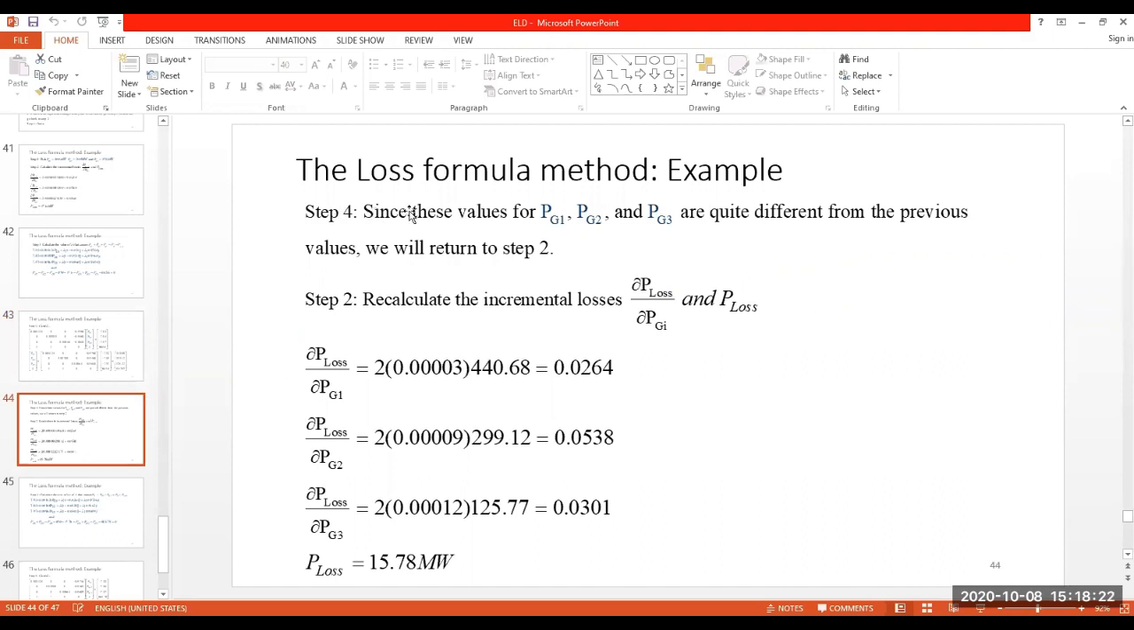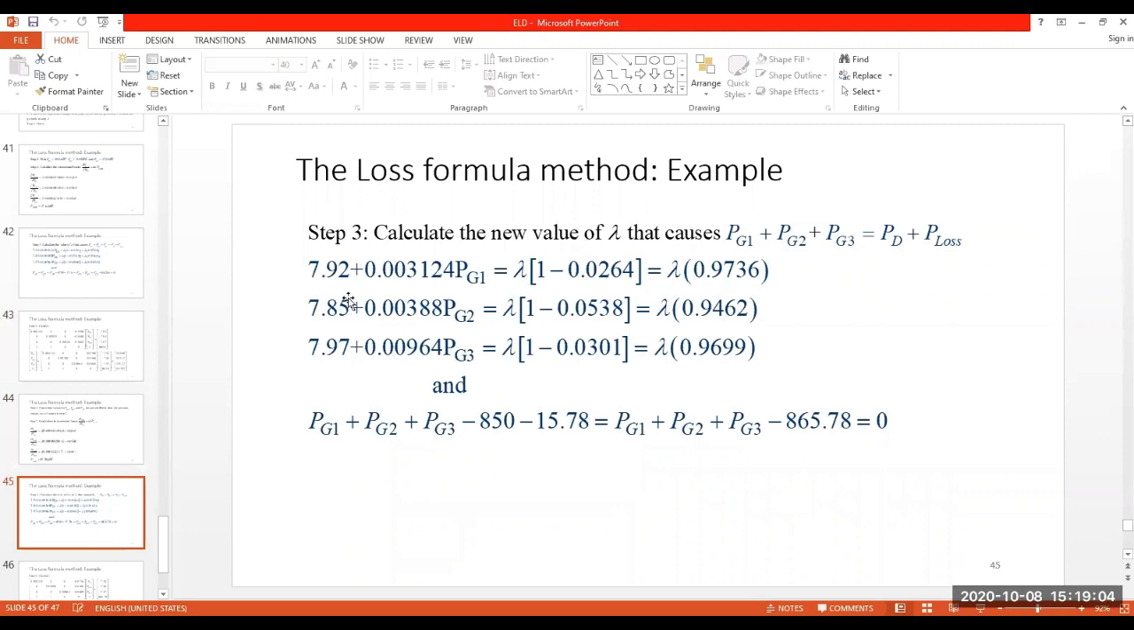So step 4, we check the condition that I mentioned just now. Since the values for PG1 up to PG3 are quite different from the immediately previous values, we will return to step 2. Now we calculate the incremental losses and losses considering the new values of PG1 up to PG3. Same process. So now you see we are putting, instead of 400 here, we are putting 440 something. Instead of 300 here, we are putting 299 point something. Instead of 150 here, we are putting 125 point something. And with the updated values of P, we can calculate P loss from the expression of P loss. And then we continue to step number 3.